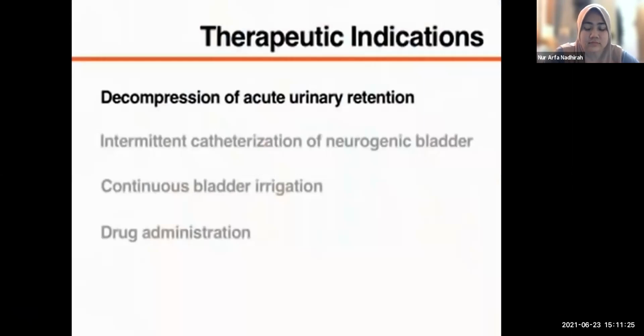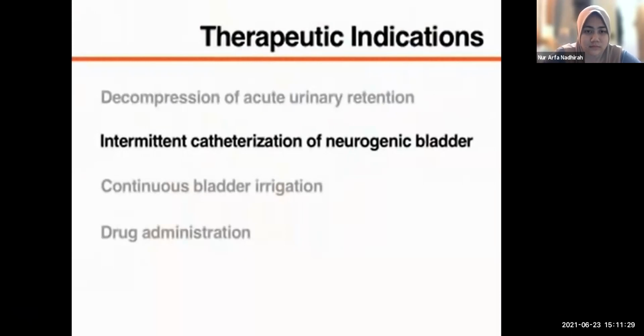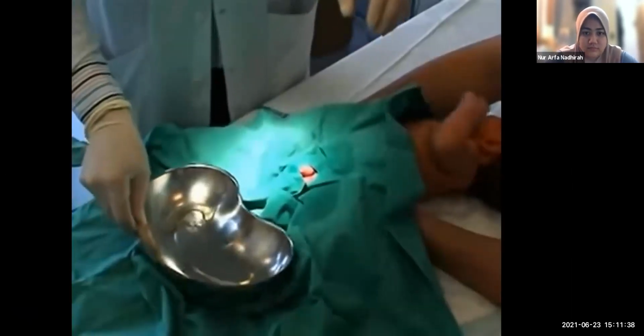Therapeutic indications include decompression of acute urinary retention, intermittent catheterization of neurogenic bladder, continuous bladder irrigation for the removal of blood and clots, and drug administration. This video shows a diagnostic urethral catheterization in a male infant using a catheter without a balloon.